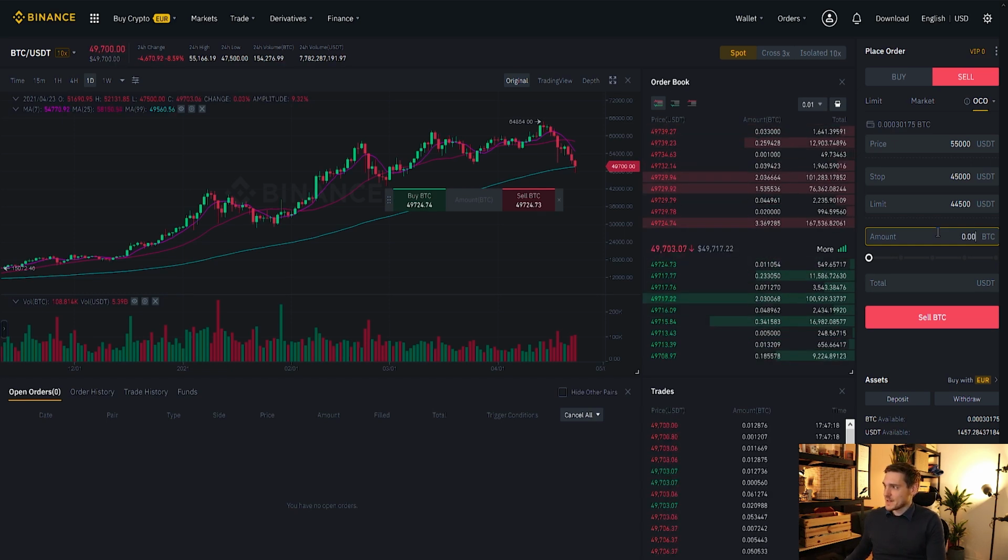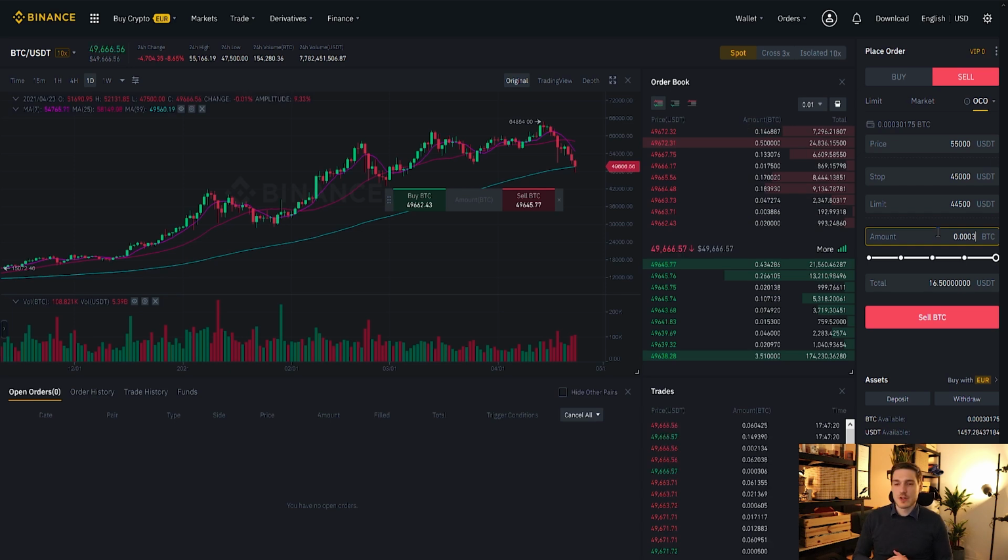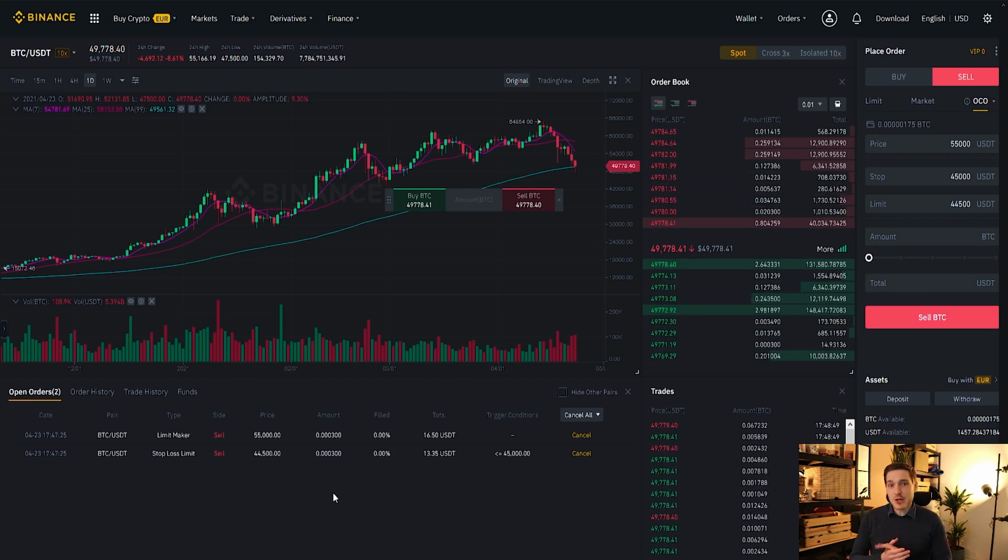So in my case, this is just a little test, of course. It's going to be 0.003 Bitcoin. And then all you have to do is click the sell button over here. And when you click sell, then 2 orders are going to be created. First of all, that take profit order, that limit maker order in this case, is going to sell my Bitcoin when the price of Bitcoin goes above 55,000. And in this case, I'm going to receive $16.50 when that happens.